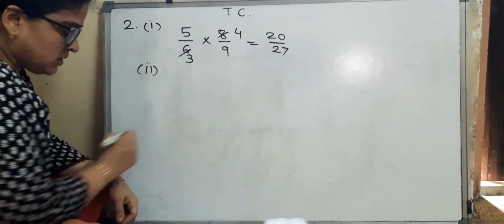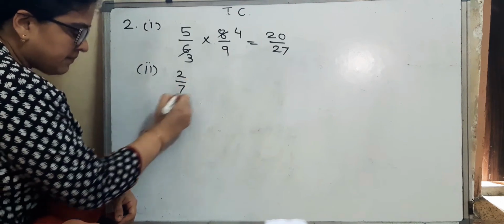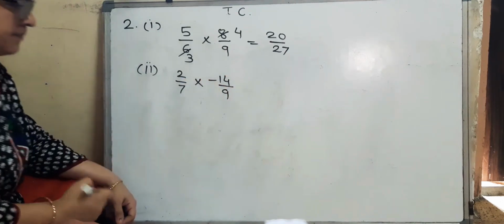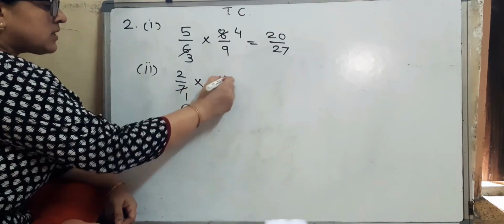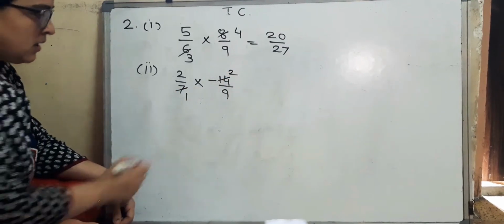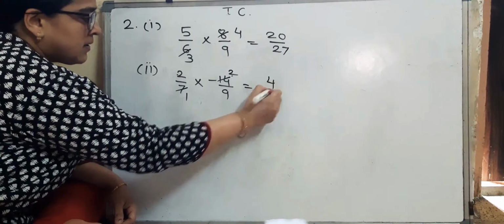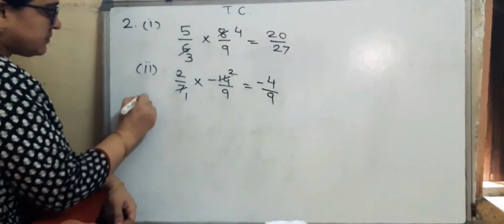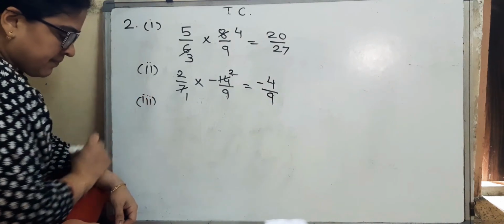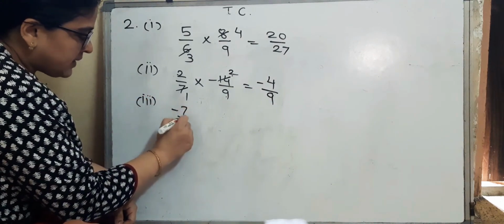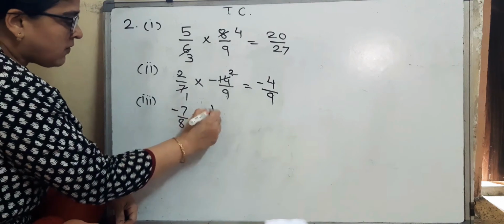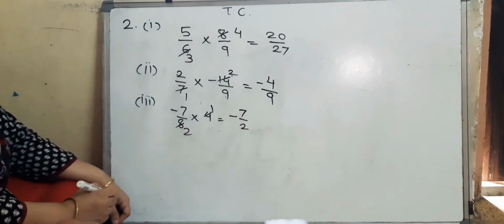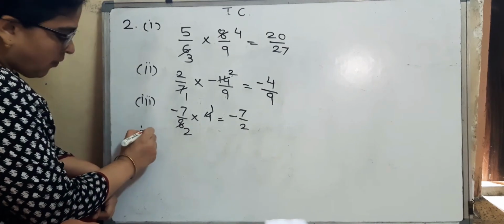Now second question, 2 upon 7 multiply by minus 14 upon 9. These 7 ones are 7, 7 twos are 14, then 2 twos are 4 and minus sign upon 9 ones are 9. Number 3, minus 7 upon 8 into 4. 4 ones are 4, 4 twos are 8, so minus 7 upon 2 is the answer.